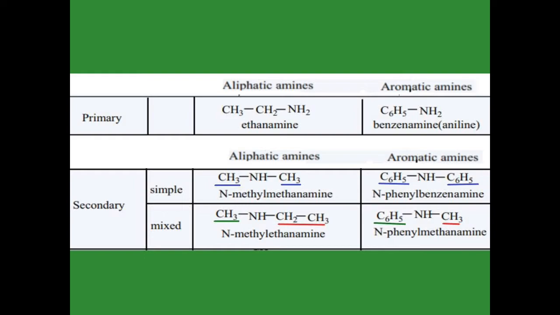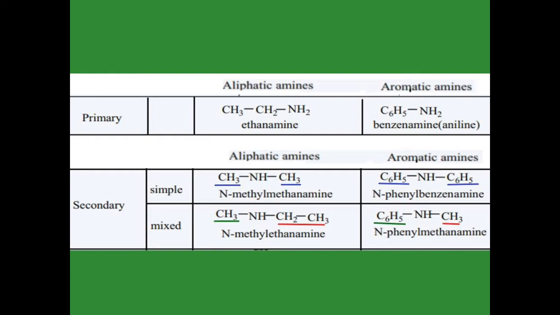Simple means the amine has the same alkyl or the same aryl on both sides. Mixed means the nitrogen has one type of alkyl on one side and another type of alkyl on the other side. Now see the simple. First example: NH containing CH3 CH3. The first CH3, only one carbon is there, so meth, single bond, ane, and then amine, methanamine. On the other side the nitrogen is bonded with methyl, so we have to write N-methyl methanamine.